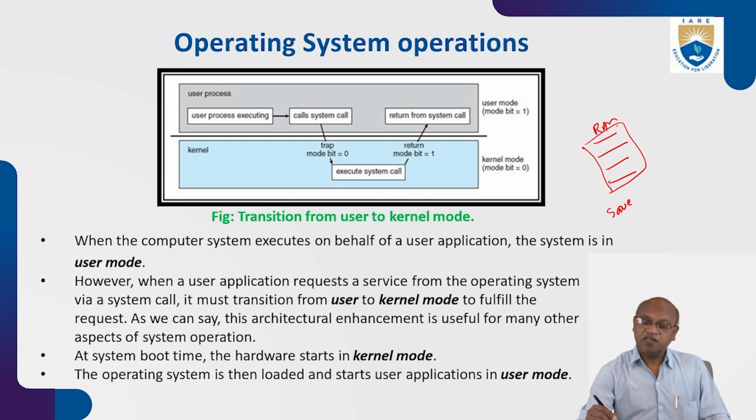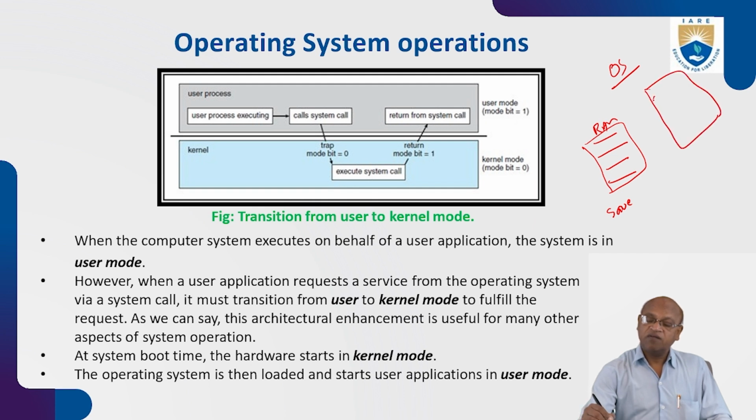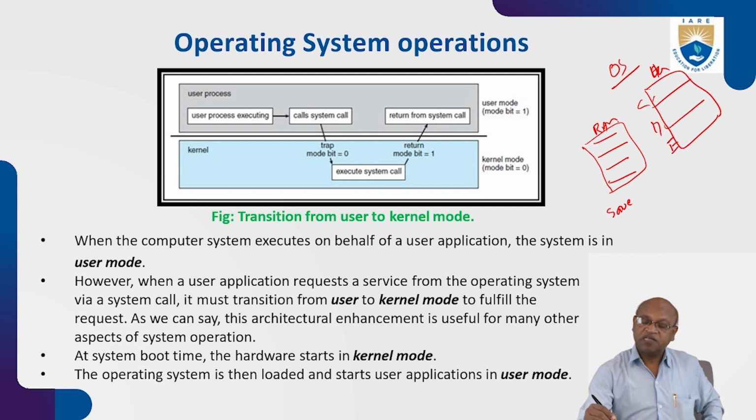Now automatically you are in the user mode. Once you press save, automatically your OS, that is the kernel, will take over. Now it will save this file in your hard disk. So C drive, D drive, E drive. It will save it somewhere in the D drive. So how is it saving?